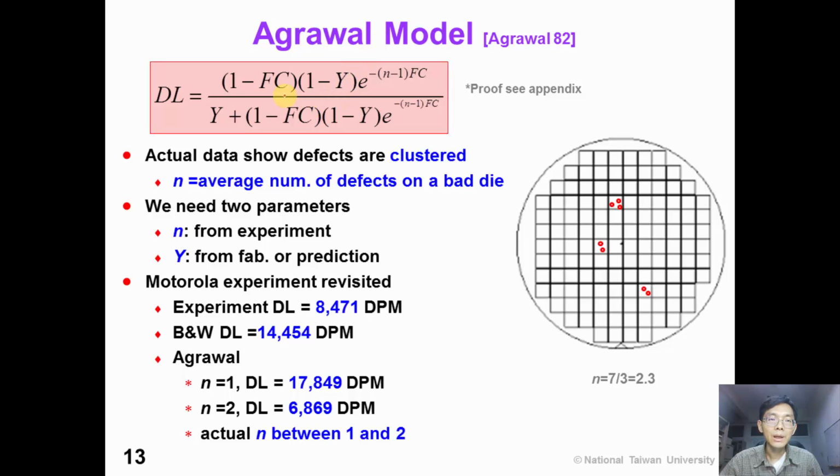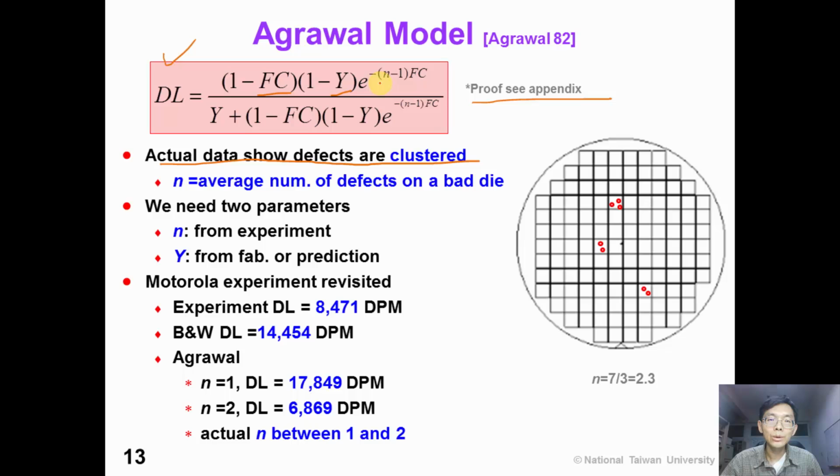If we use the Agrawal model, we will come up with the conclusion that the defect level is equal to this equation. The detailed proof of this equation can be found in the appendix. This model is based on the observation that actual data showed defects are clustered. In this model, fault coverage is FC, Y is yield. We already know that from our previous model.